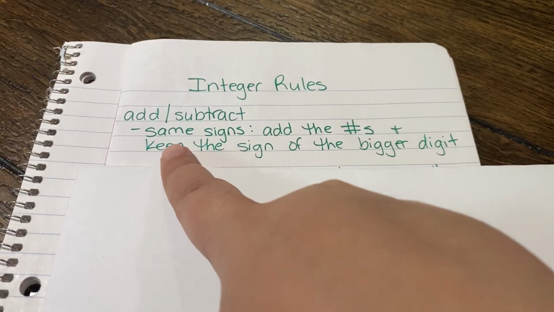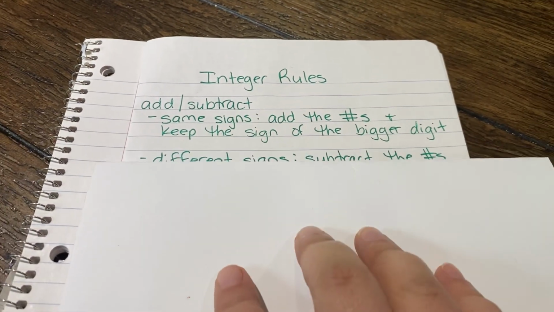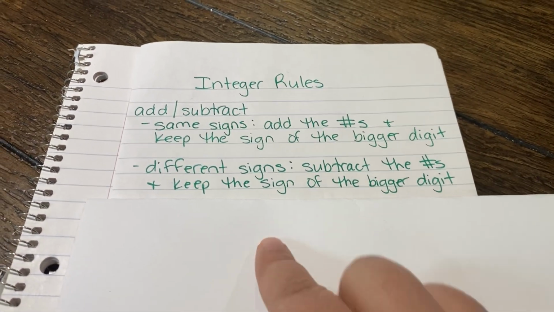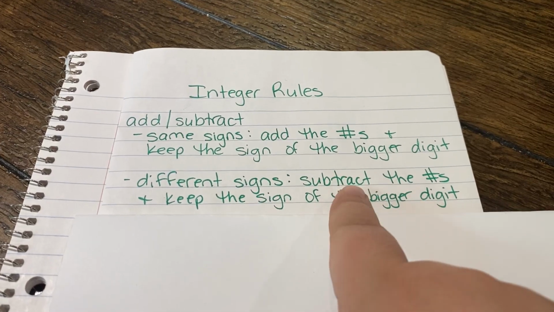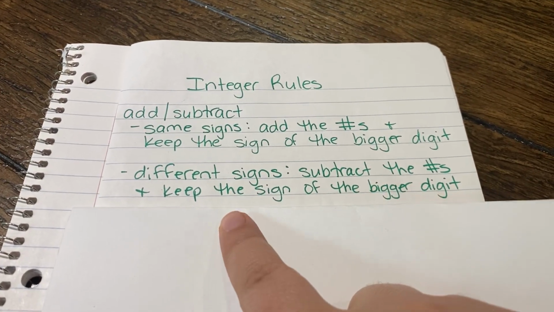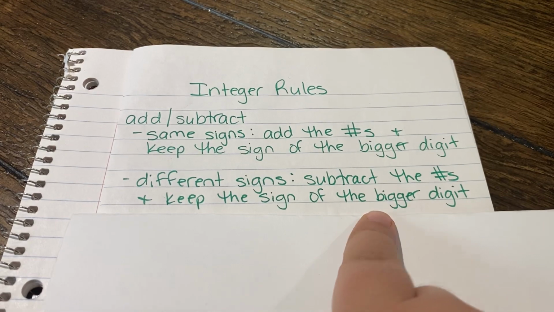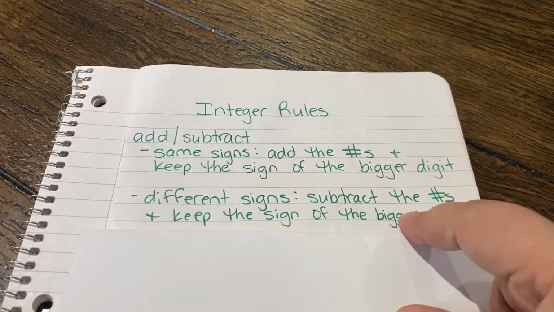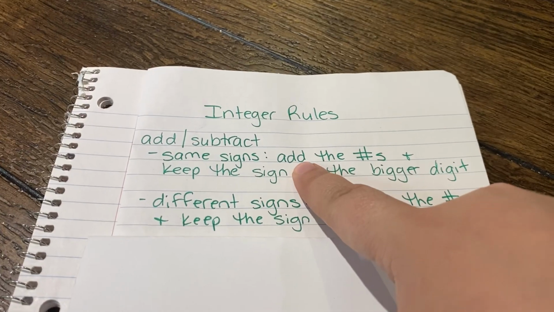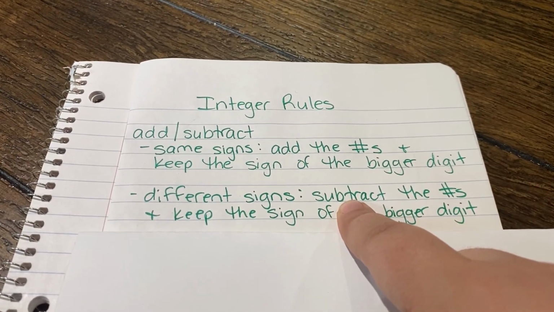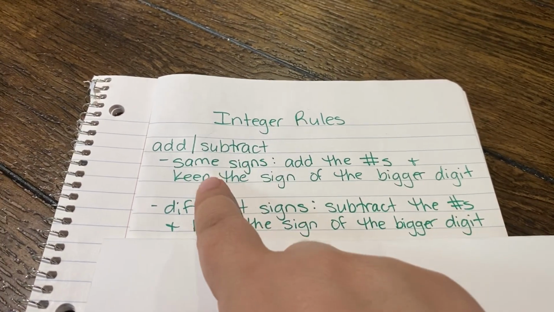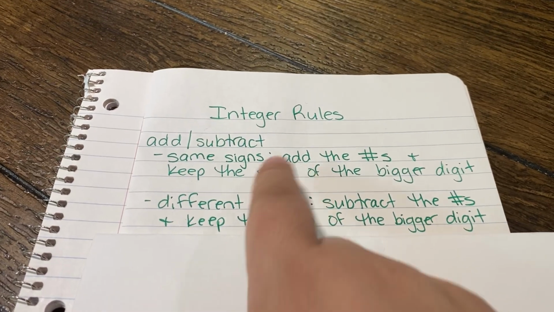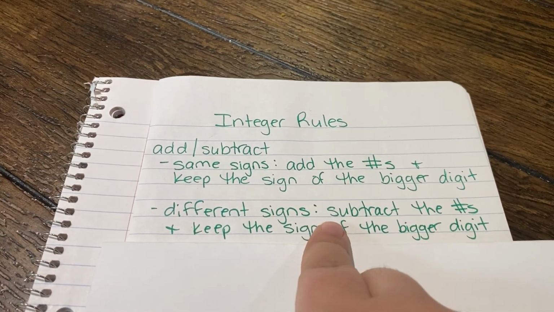So the adding and subtracting, same sign, or we're looking for signs that are different. When the signs are different, you're going to subtract the numbers and, again, keep the sign of the bigger digit. So these rules are almost identical. The only difference is one of them has you adding and the other one has you subtracting, okay? So when the signs are the same, you add. When the signs are different, you subtract.